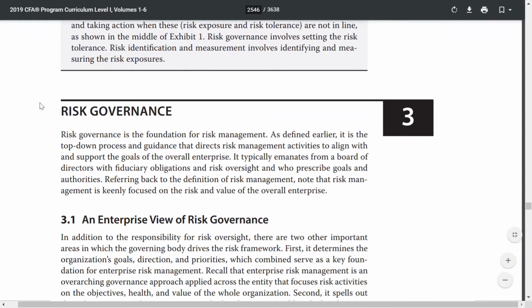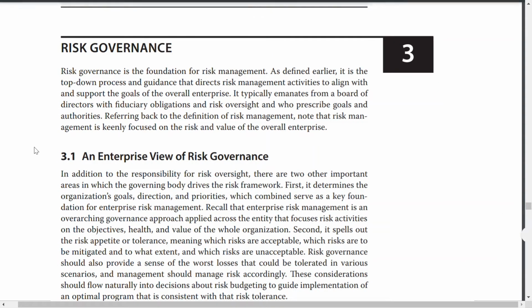Risk governance. Risk governance is the foundation of risk management, as defined earlier. It is the top-down process and guidance that directs risk management activities to align with and support the goals of the overall enterprise. It typically emanates from a board of directors with a fiduciary or regulatory obligation for risk oversight, and who prescribes goals and authorities, referring back to the definition of risk management. Note that risk management is keenly focused on the risk and value of the overall enterprise.